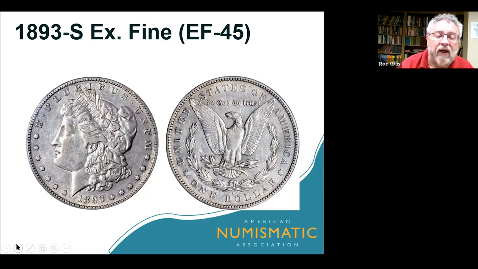Okay, here we go into the extra fine. XF, you can see there's wear, obvious loss of luster. Almost flat here in the eagle's breast. But again, this is a nice coin because it's problem free. It's just honest to goodness wear.